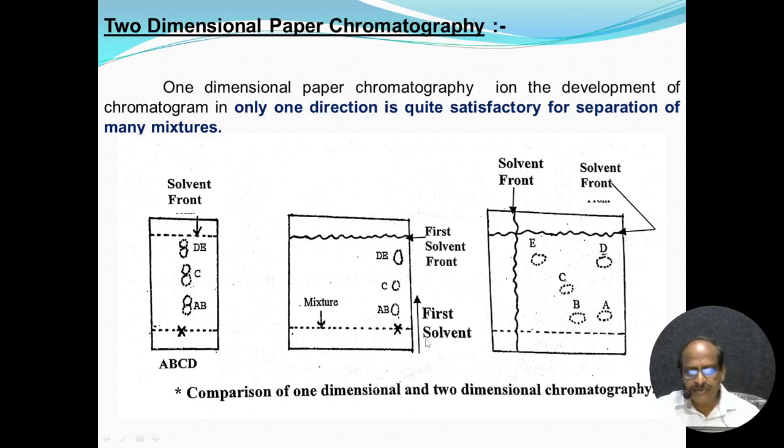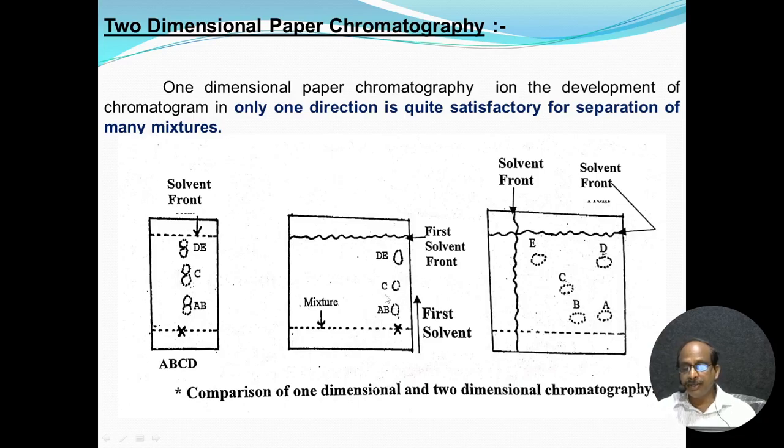In the first solvent, we use the paper chromatography technique. In one dimension, we have the mixture: AB is there, C is there, D is there, with only the first solvent. After that, we use another solvent by rotating the paper 90 degrees. After completing one-dimensional paper chromatography, we use the second direction, which is called two-dimensional paper chromatography.